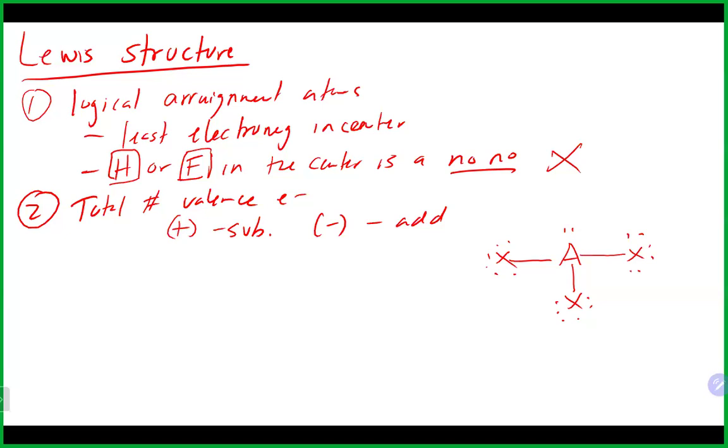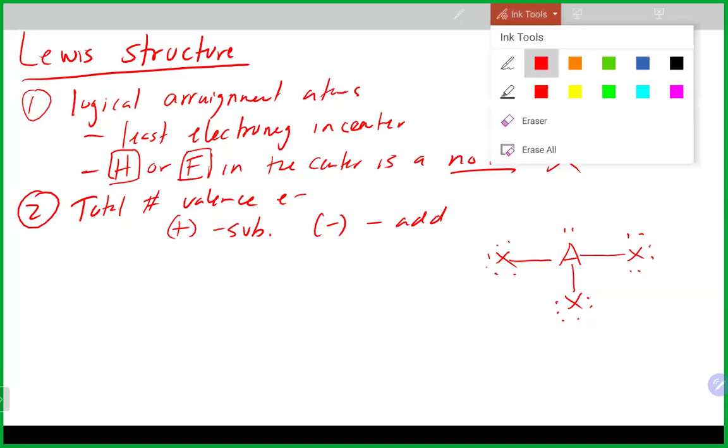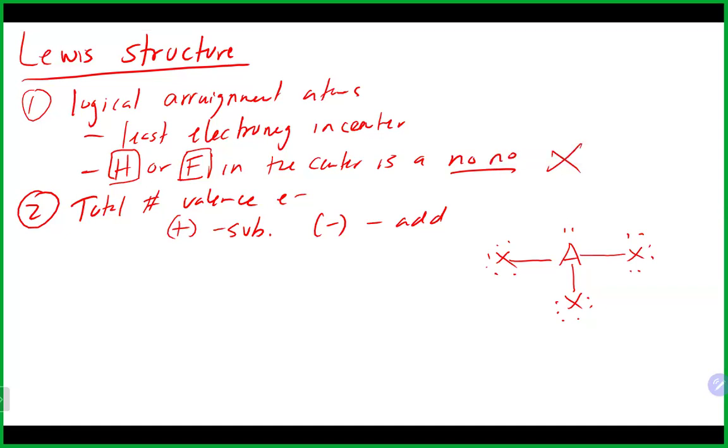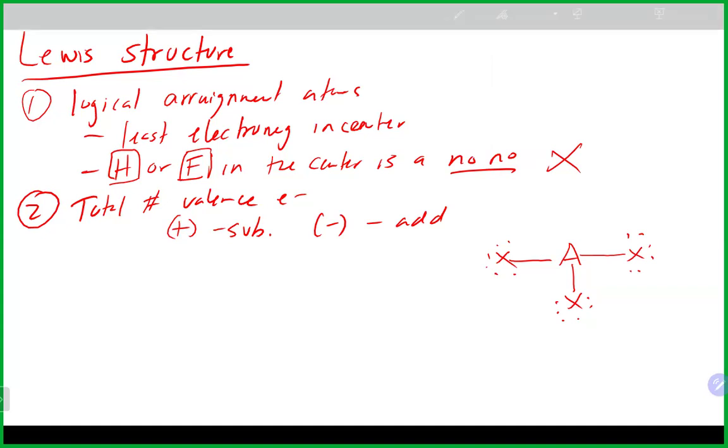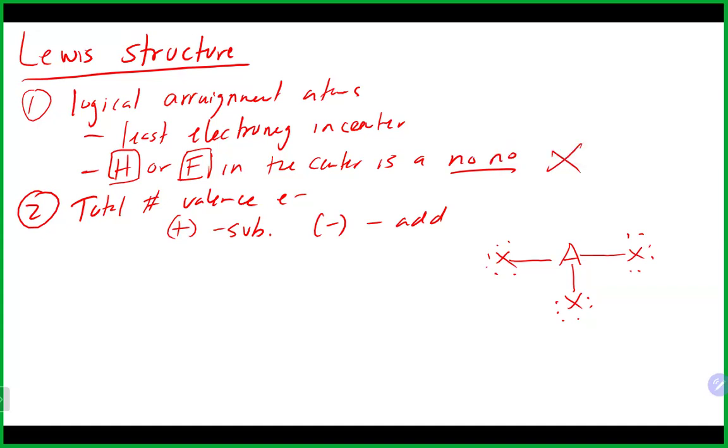If by some chance you get to that point and you are out of electrons, you want to make sure that everybody has met the octet rule. If we do not meet the octet rule, we fix it by first trying to make a double bond. If that doesn't fix it, then we fix it by making a triple bond. Remember that when we make a double bond or a triple bond, we essentially need to take a pair of electrons in to do so.